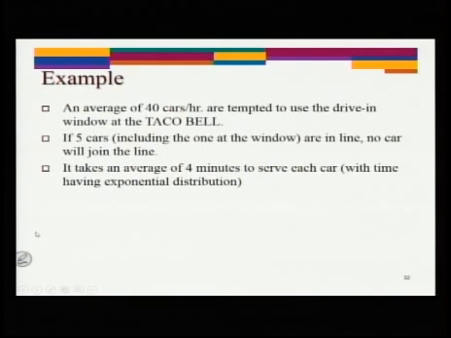Okay, now let's take an example for the M/M/1/N model. Okay, so in this example, an average of 40 cars per hour are tempted to use the drive-in window at the taco bar restaurant. And if 5 cars, including the one at the window, are in line, then no cars will join the line. Okay. And it takes an average of 4 minutes to serve each car, with time having exponential distribution.